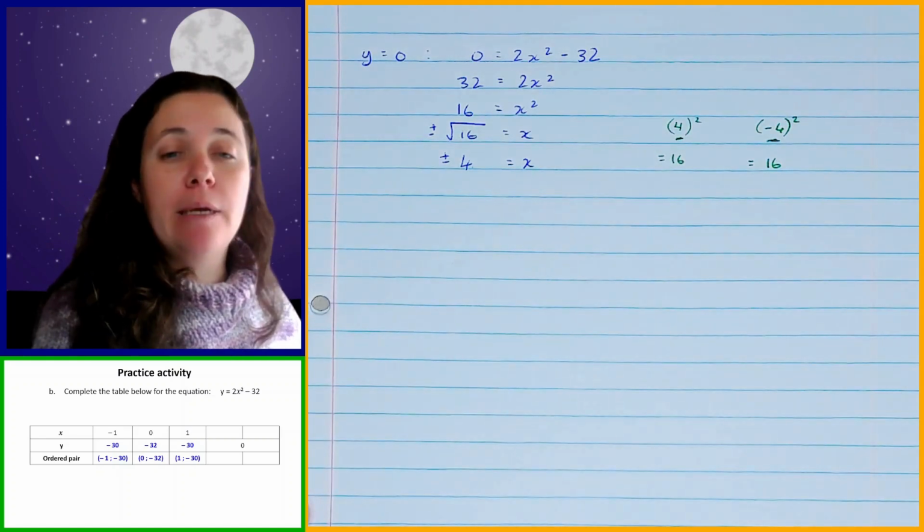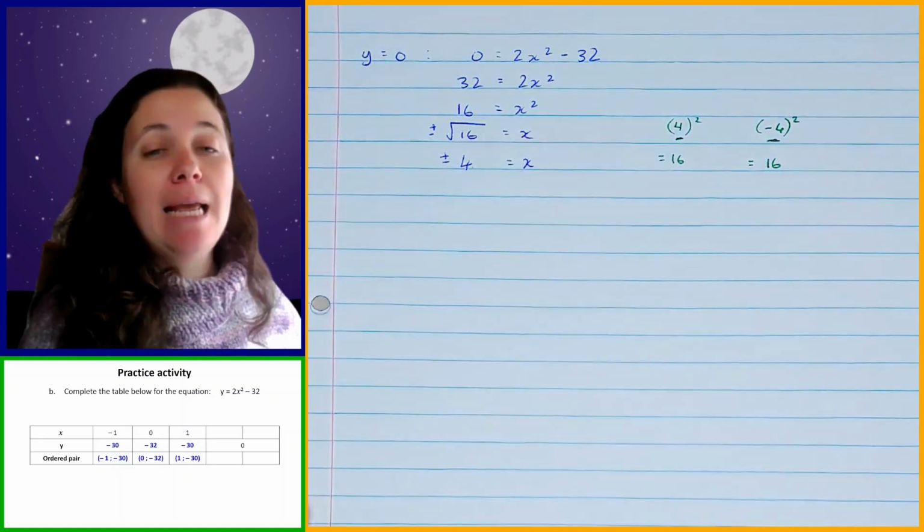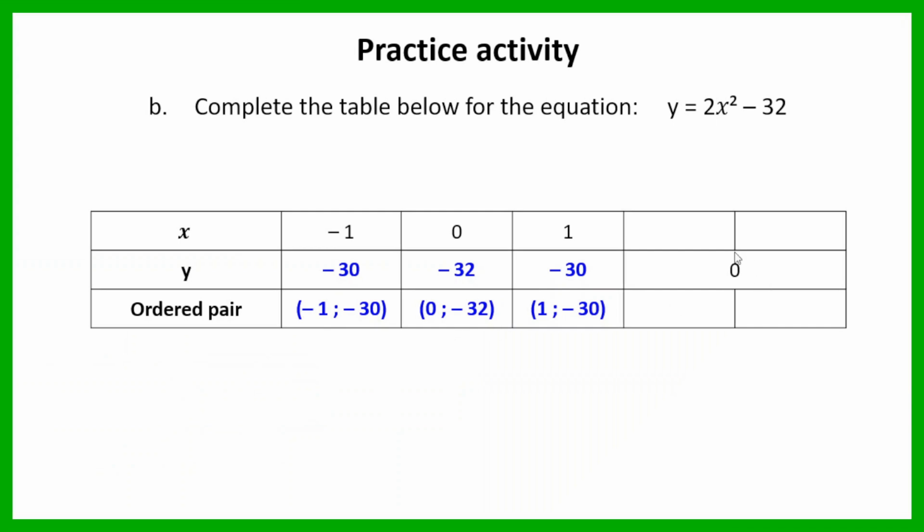So when I'm going to be filling this in on my table over here, if y is 0, then I can have two possible x values. I can either have negative 4 or I can have positive 4. Both of them will yield a 0 for y. Okay, so I have two possible ordered pairs that I can get here as well. If x is negative 4, then y is 0. That's an ordered pair. If x is 4, y is also 0. That's another ordered pair over there.